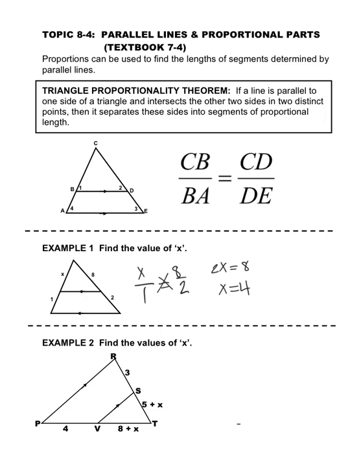Alright, moving on to the second example, it says find the values of x. Once again, I'm just going to set up my proportion here. I'm going to do 5 plus x over 3, set that equal to 8 plus x over 4, and simply cross multiply. I do 4 times 5 plus x, which simplifies to 20 plus 4x. On the other side, I multiply 3 times 8 plus x, which gives me 24 plus 3x. So I'm just going to solve for x now.